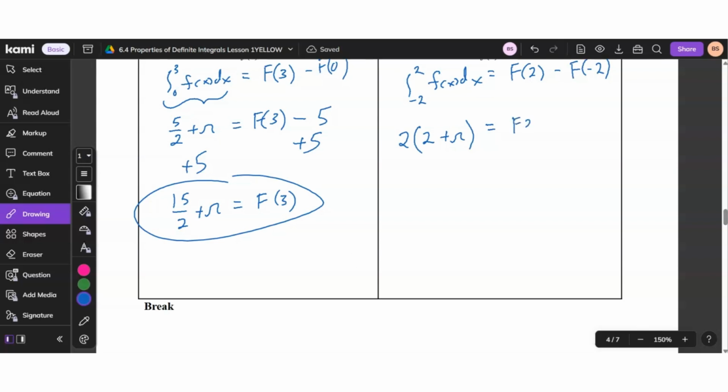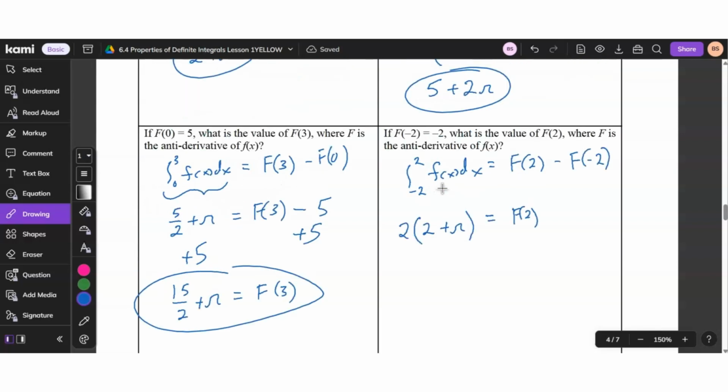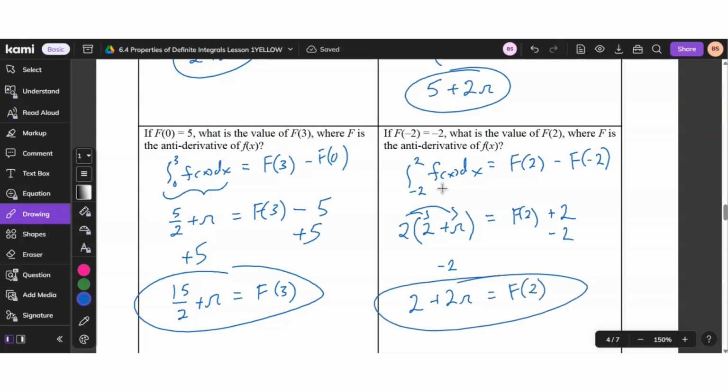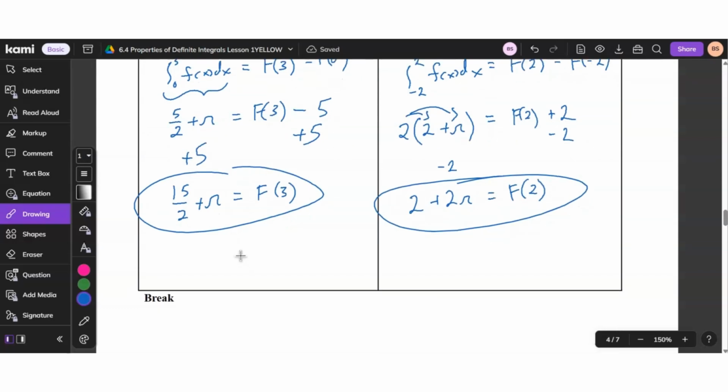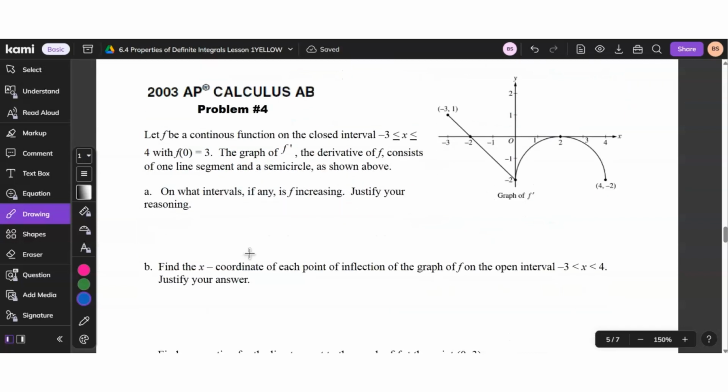F of 2 we weren't given. F of -2 we were, and it was -2. So minus -2 is plus 2. So now we're going to subtract that and distribute this at the same time because we're smart. So 4 minus 2 is 2, and then 2 times pi. So 2 plus 2 pi is going to be equal to our F of 2. Excellent. All right, now if we were in class, we'd take a break, but we're not in class.